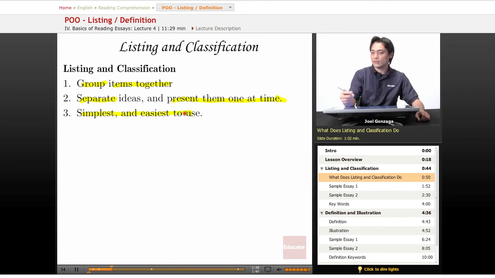Listing and classification is the simplest and easiest to use. And what's great about it is that anything can be put into a set, and so it's just a really, really easy way to organize an essay.